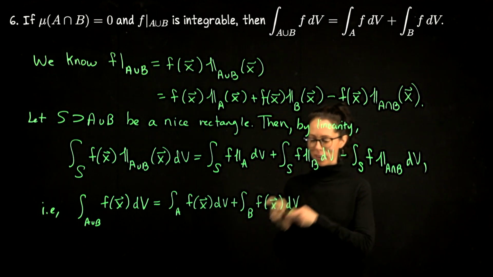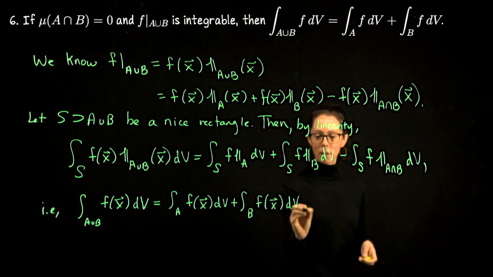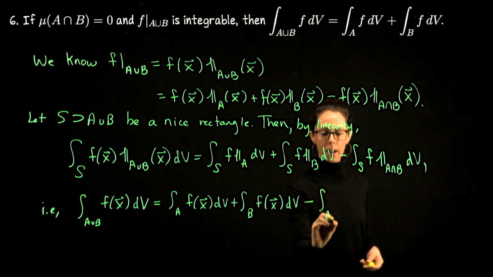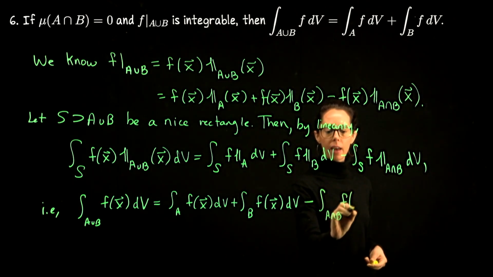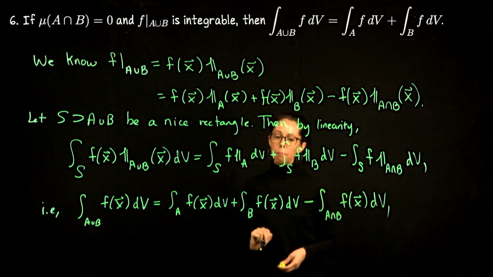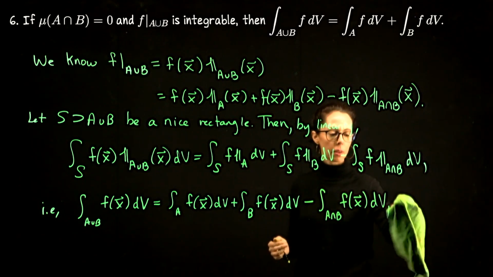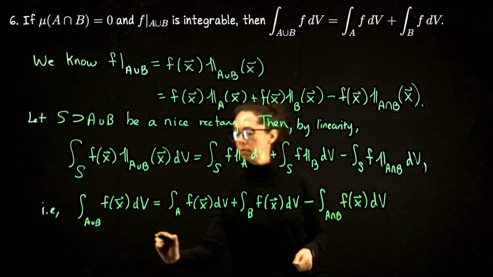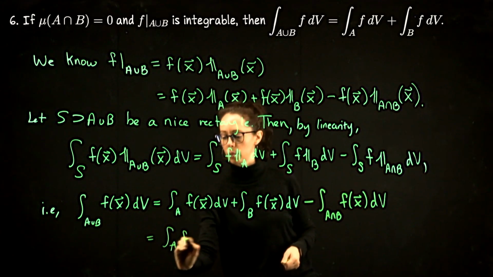I'm almost there, but this marker is running out. Minus the integral over A intersect B of f. But actually, we know that this is 0. So let me just drop down one more line. And we are done.